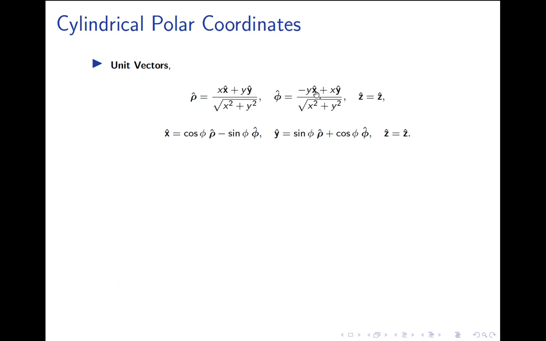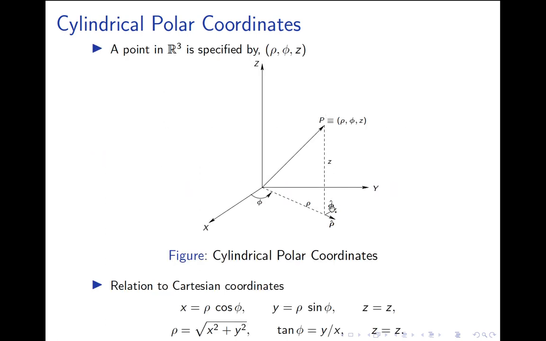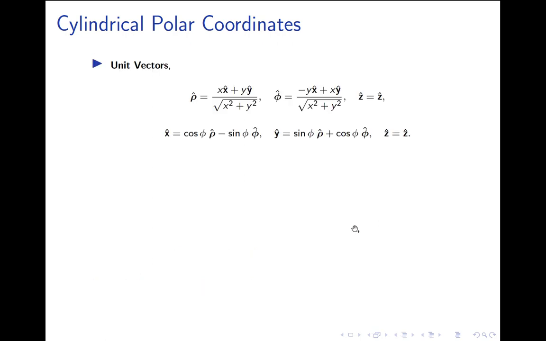Similarly, for phi hat, you can show this is equal to minus y x hat plus x y hat, divided by rho, because if you bring this vector to the origin, it will point in the orthogonal direction to this. So x and y get interchanged, and y picks up a minus sign because the x component is negative, as this points along the negative x-axis, something like this. And of course the z vector remains unchanged because the z coordinate is common to both cylindrical and Cartesian coordinate systems.